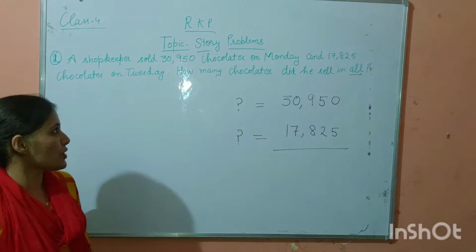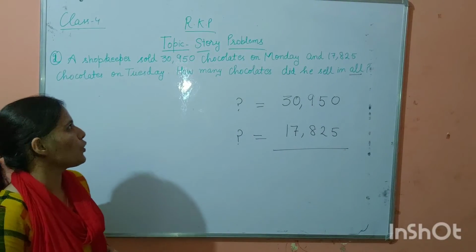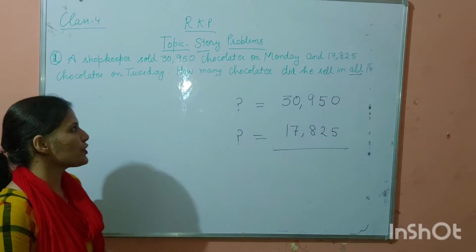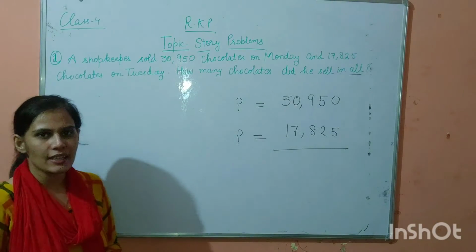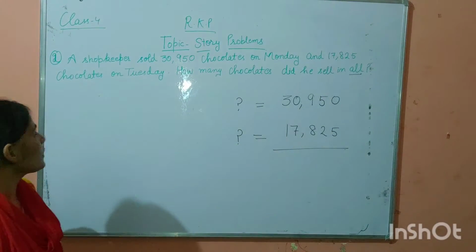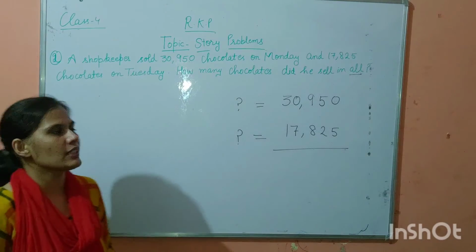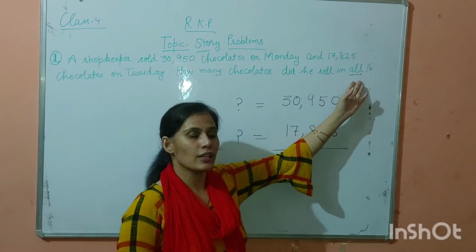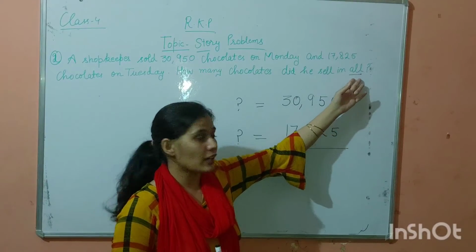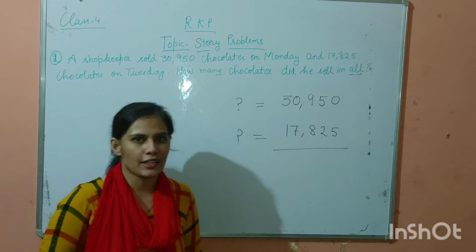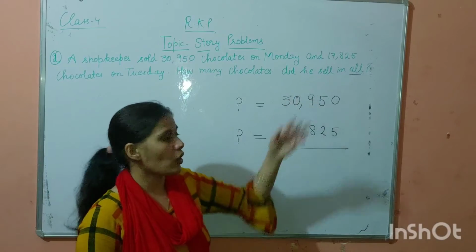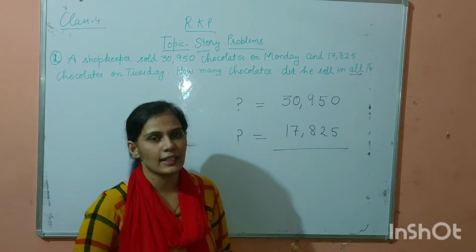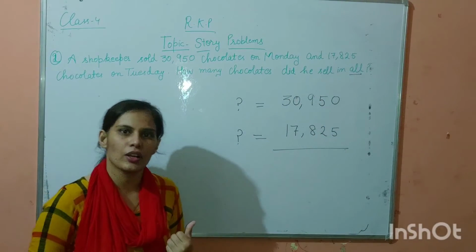Now students, our second question is, a shopkeeper sold 30,950 chocolates on Monday, 17,825 chocolates on Tuesday. How many chocolates did he sell in all? First of all, read this word. This word will help you to find out whether the question is based on addition or subtraction. If you see the word all, that means it is a story problem based on addition.